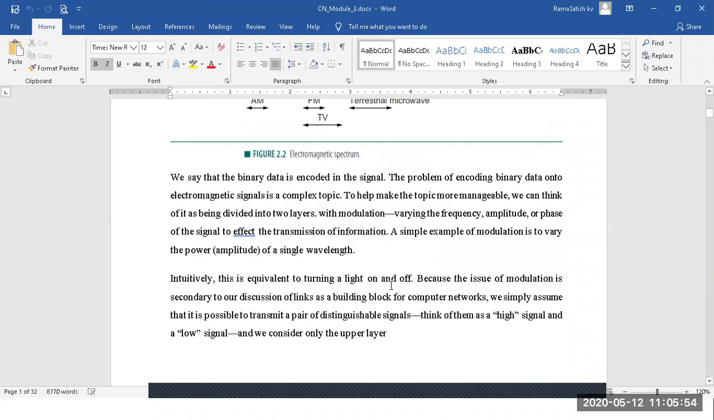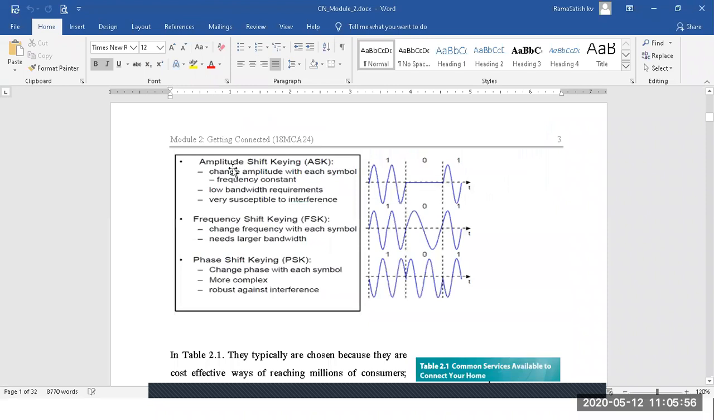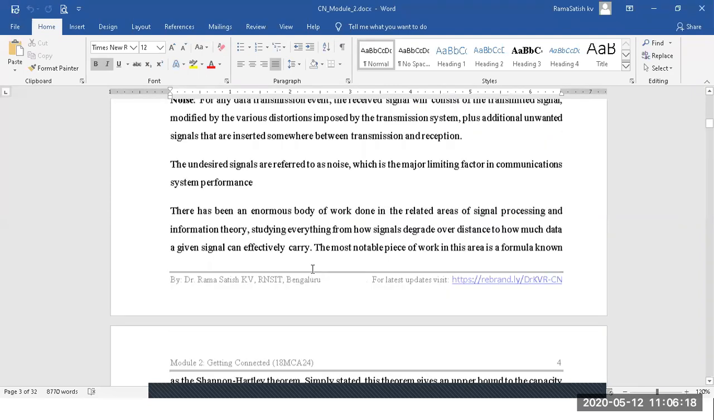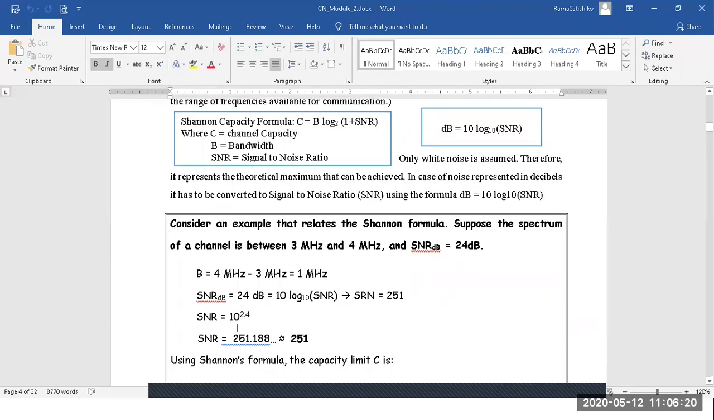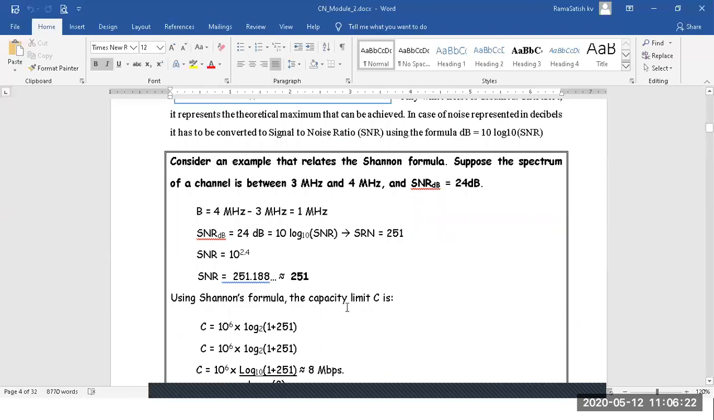And shift keys: amplitude shift key, where amplitude is shifted. For 1 there is amplitude, for 0 there is no amplitude. In frequency shift, there is a normal frequency for 1, and for 0 there is a varied frequency. In phase shift key, negative phase is for 1 and positive phase for 0. Link capacity, Shannon formula: based on this I can ask one question.